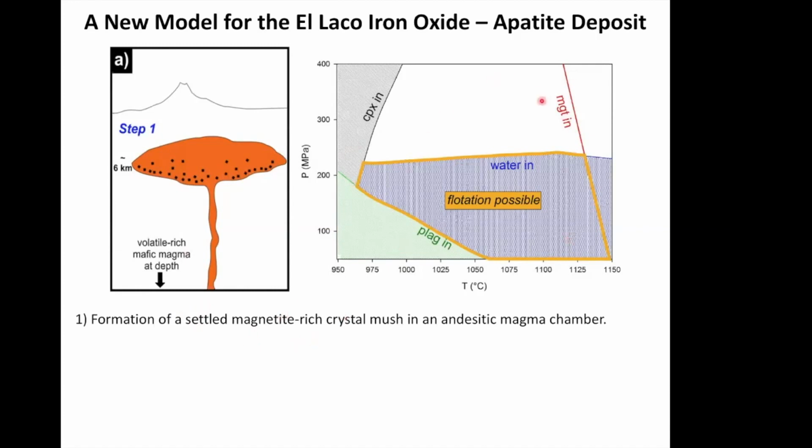On the right-hand side over here are the results of modeling we did with the program MELTS, where we've got pressure versus temperature. And all I want you to see here is that in an andesitic melt, magnetite is commonly the liquidus phase, and magnetite therefore crystallizes before clinopyroxene and before plagioclase. And also for a water-rich andesitic melt, the melt reaches volatile saturation before crystallization of CPX or plagioclase. So this we know is the reality for andesitic melts.